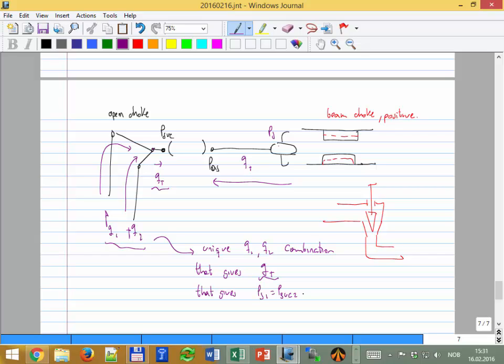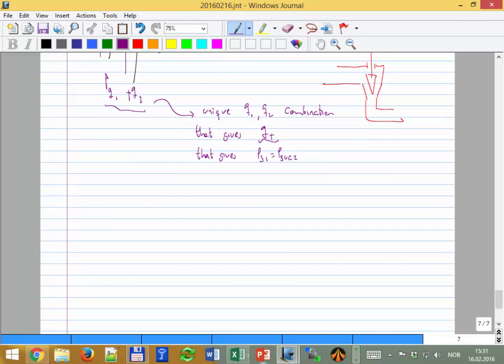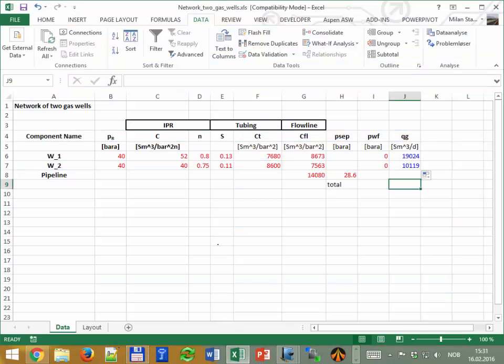So you see, even though this system was something for design and I already gave the rate, I still have to do some network calculation, because I know how much I'm producing up to this point, but I'm not sure how this rate is split between these two. So let's try to do that in Excel.